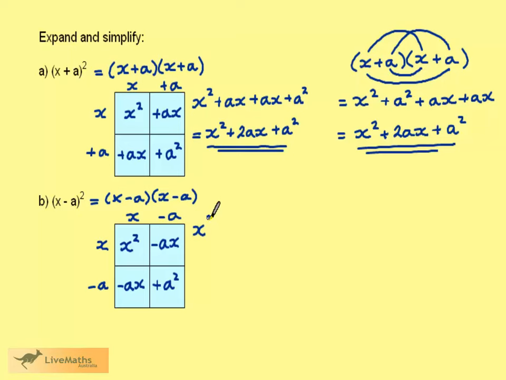So we have x squared minus ax minus ax and plus a squared. Tidying, we have the x squared. Minus ax and minus ax is minus 2ax, and then we have the plus a squared.